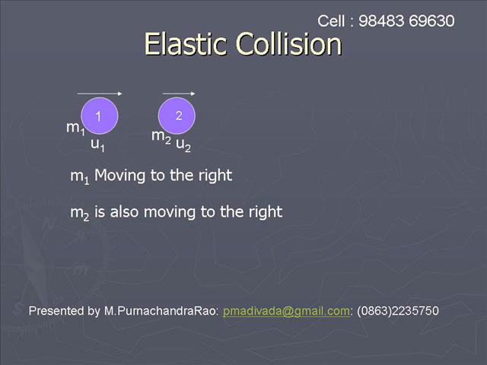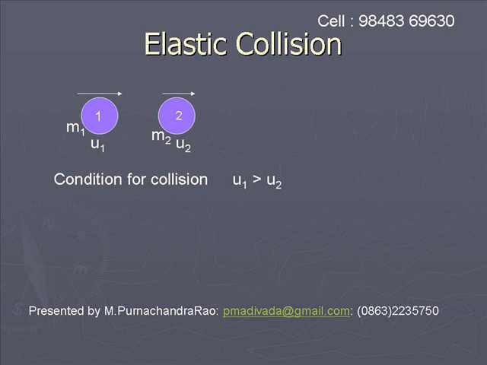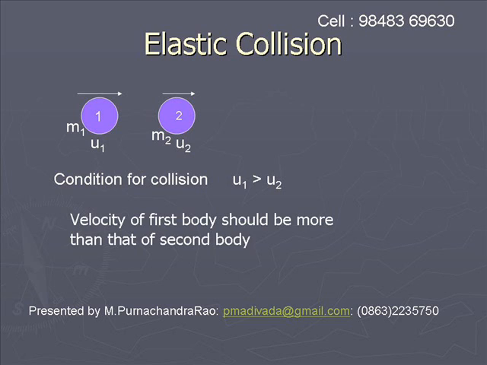Take the second particle. Its mass is m2, its velocity is u2. It is also moving to the right along the same direction. Then, what is the condition for collision? Obviously, m1 must have more velocity. If m1 follows with more velocity, then only it can collide with m2. So, the condition for collision is u1 is greater than u2.